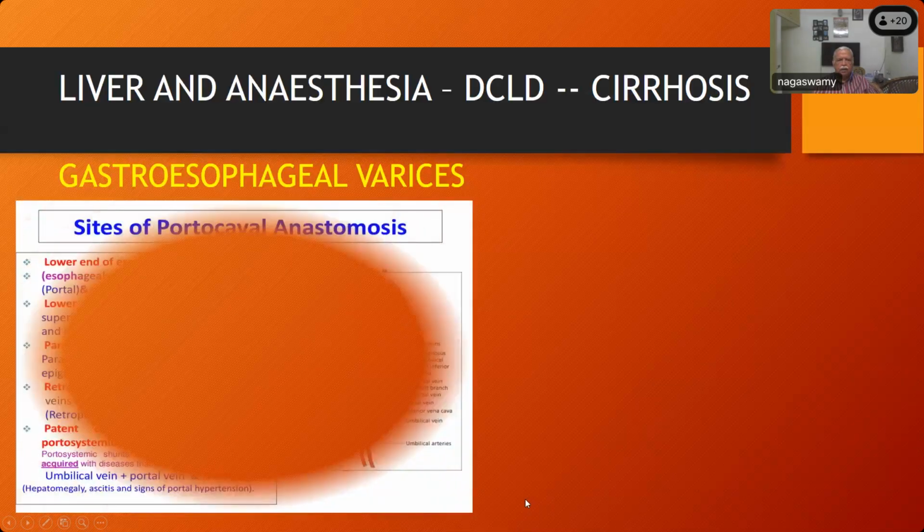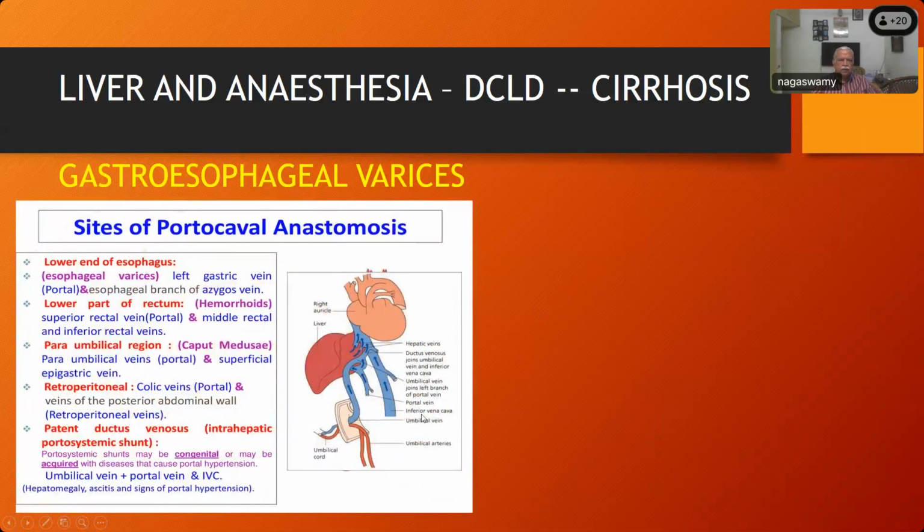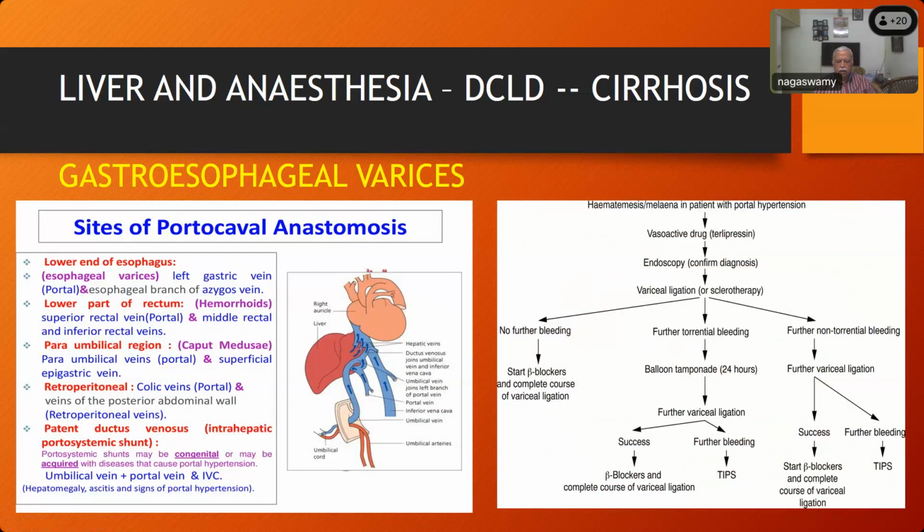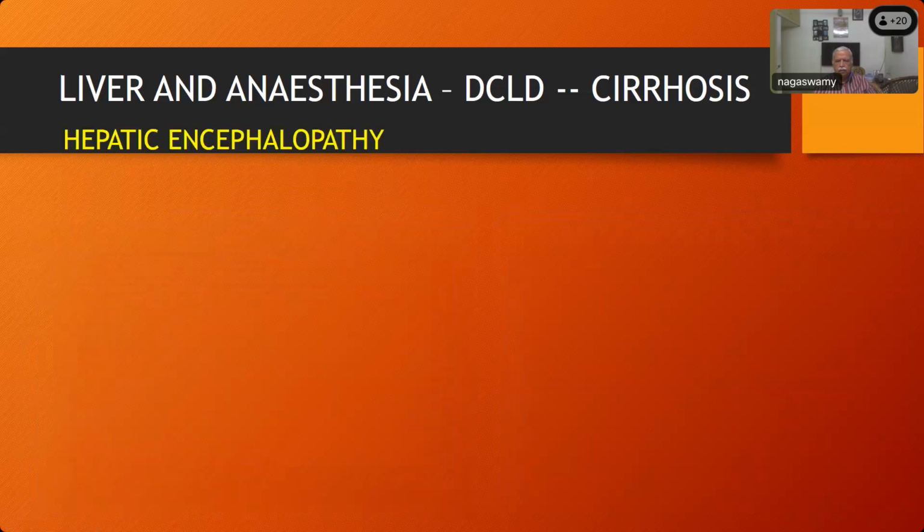And gastroesophageal varices, the common sites of portocaval anastomosis, that is another question that will be asked. And commonly we get it at the lower end of esophagus, lower part of rectum, para-umbilical region where it becomes the caput medusae, retroperitoneal, and patent ductus venosus, which is intrahepatic portosystemic shunt. And in severe cases, beyond conservative treatment, what is called TIPS, transjugular intrahepatic portosystemic shunting.